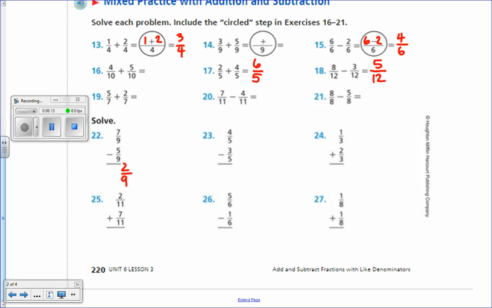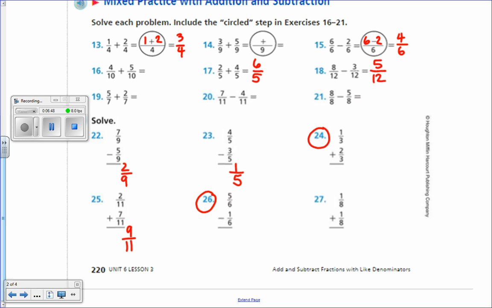Number 25, just go down one. 2/11 plus 7/11 is 9/11. Let's do 23. I'm going to do 23. You have to do 26 and 24. I'll do 23 and 27. So 4 take away 3, 4/5 take away 3/5. You've got to think of, you've got 4 fifth pieces, and you're going to take away 3 of those fifth pieces. So it's going to leave you with 1/5.